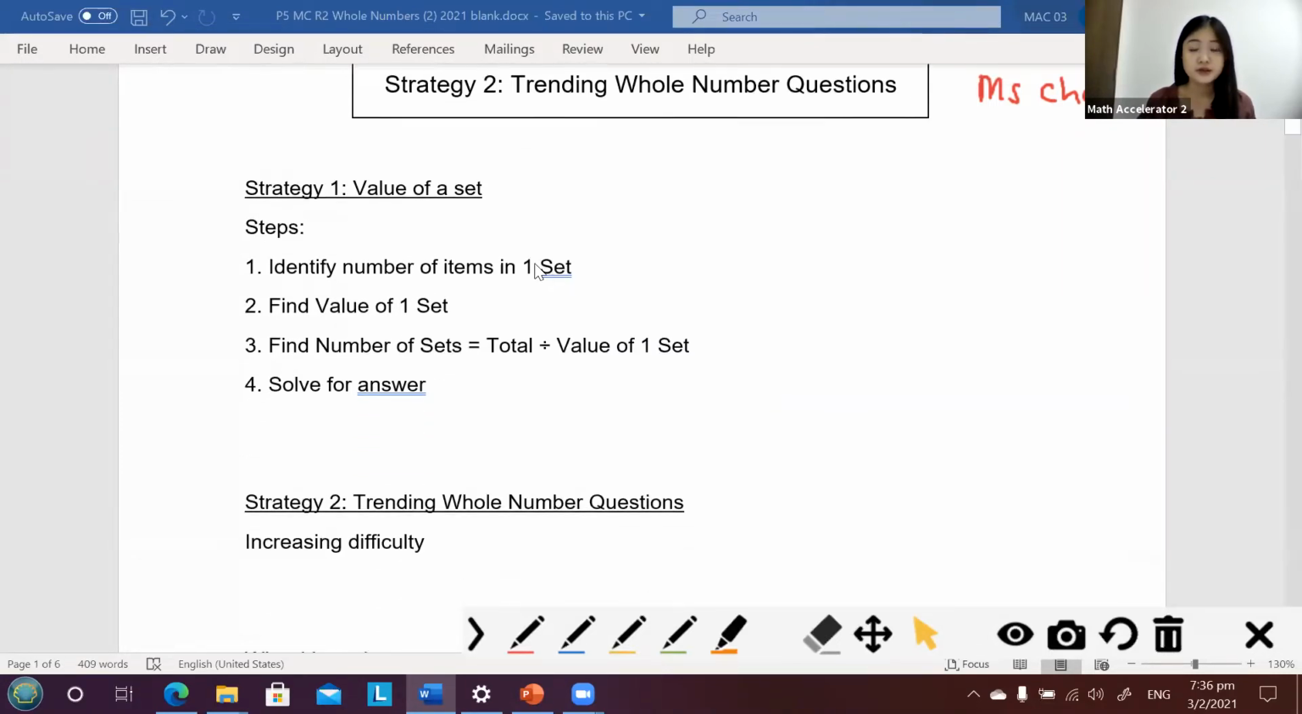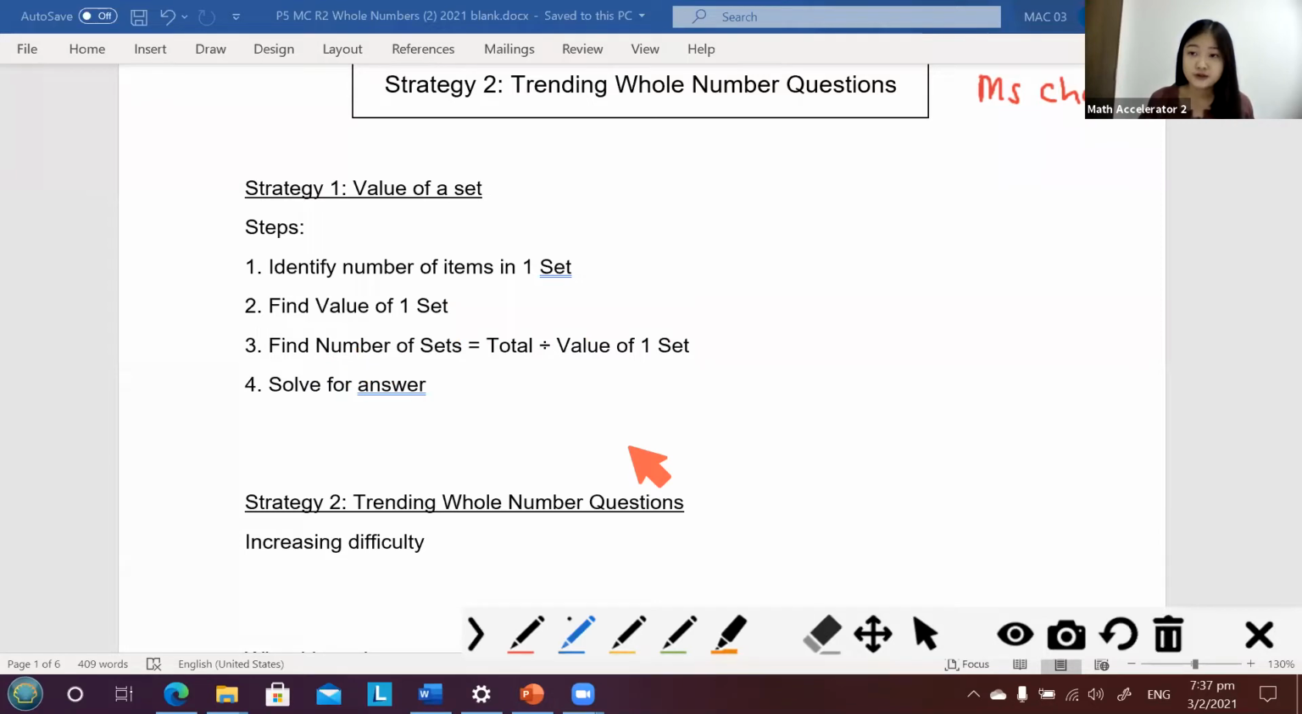How do you solve value of asset questions? Start off by identifying the number of items in a set. So what is a set? A set is the same as a group. You can call it a set or you can call it a group, it's the same thing. What it means is that in the group or the set, we have a certain number of items, and they have a certain value to them. So we'll need to find the value of that set, or group.